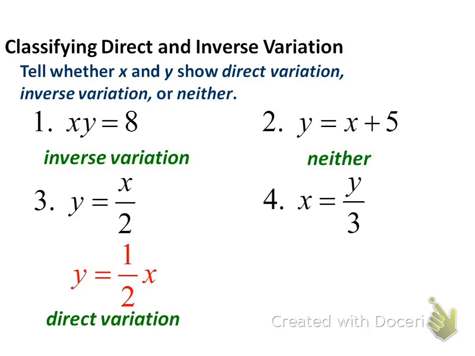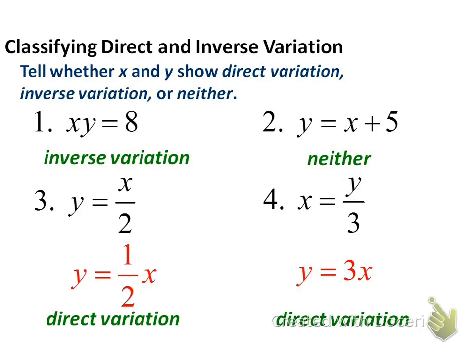All right, here's another one. Now the x is by itself. We don't really have any of those formulas or equations that I gave you. So if you want to rewrite it with the y by itself, you just multiply both sides by 3. So now it's y equals some constant times x. This is also direct. Good.